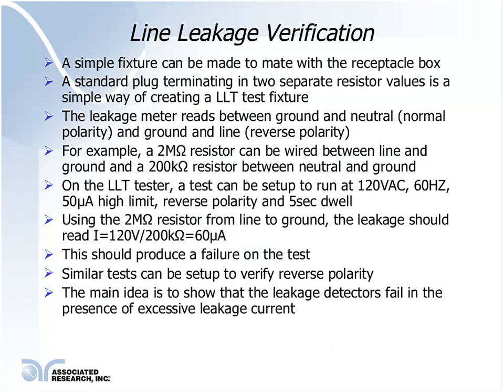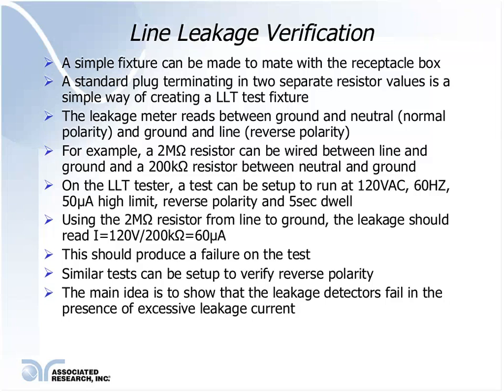Now these numbers are just being used as an example. These could change very well based on different standards. Now with the 2 mega ohm resistor from line to ground, the leakage current value should read about 60 microamps. Using Ohm's law, we can find what this current should be, and it comes out to be 60 microamps. Now this leakage current should produce a failure on the test.